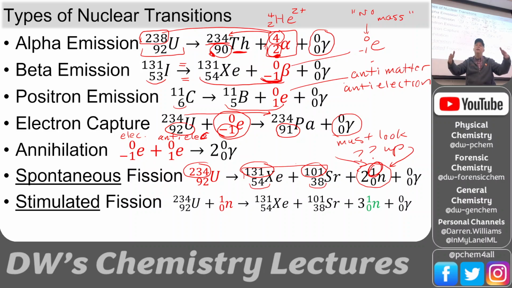If you can control it, it's a power plant. If it runs away, it's a bomb. So there's the difference between the two. It's the same process. It's stimulated fission.